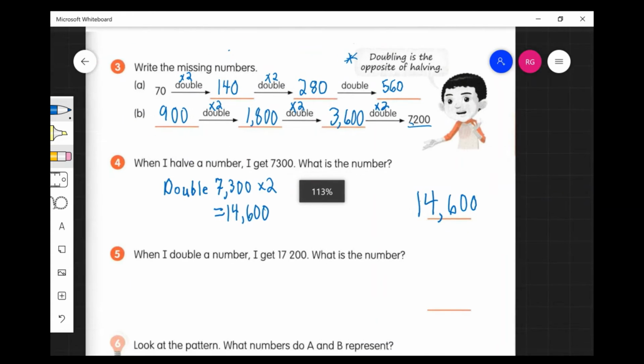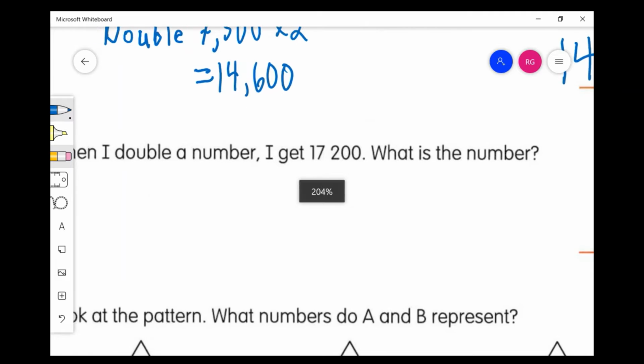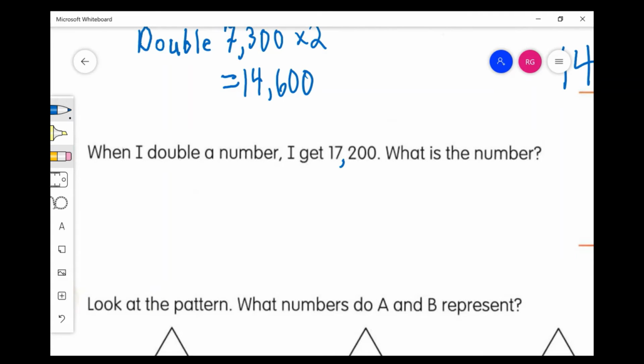All right, and moving on. When I double a number, I get 17,200. What is the number? Okay, so really what we need to think of here is doing the opposite in order to find this number. So instead of doubling, I will take half of 17,200. And there I would get 8,600.